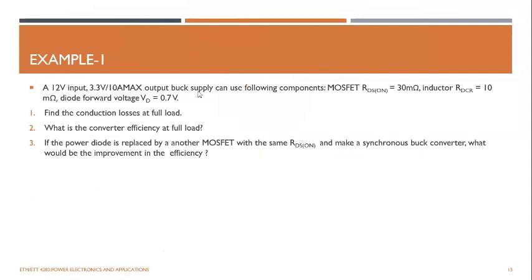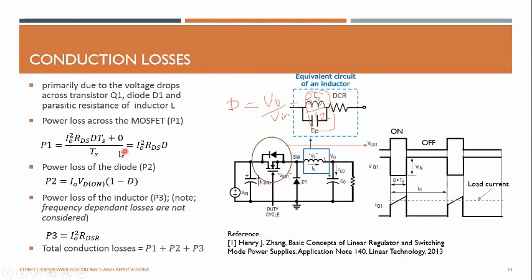So calculate the duty ratio first. It is simply V out divided by V in. V out is 3.3 divided by 12, and that is your duty ratio. So if you know the duty ratio, then you can substitute in these two equations and get P1 and P2.